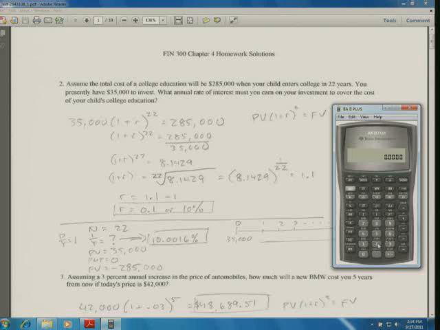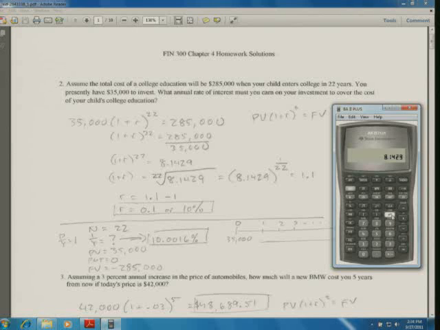I'm going to go ahead and do that division so I don't wind up having a rounding error. The 285 divided by 35,000 equals 8.1429. And my calculator is storing, I think, back to 13 decimal places, so I don't want to clear that out. I want to leave that number in there. What I want to do is raise this to the 1 over the 22. And here's how I'm going to do that.